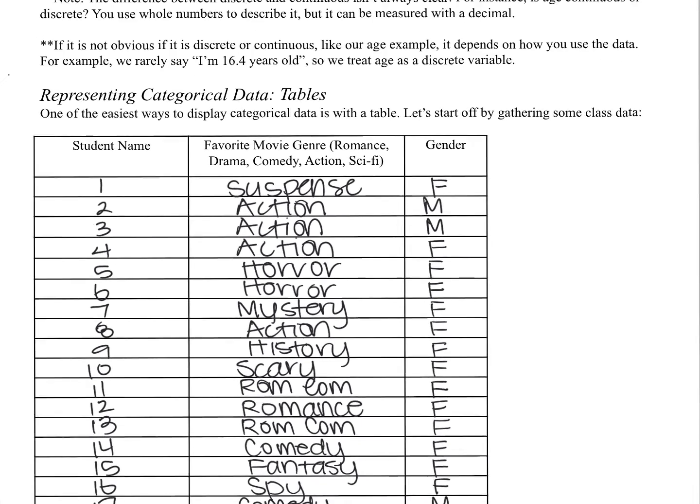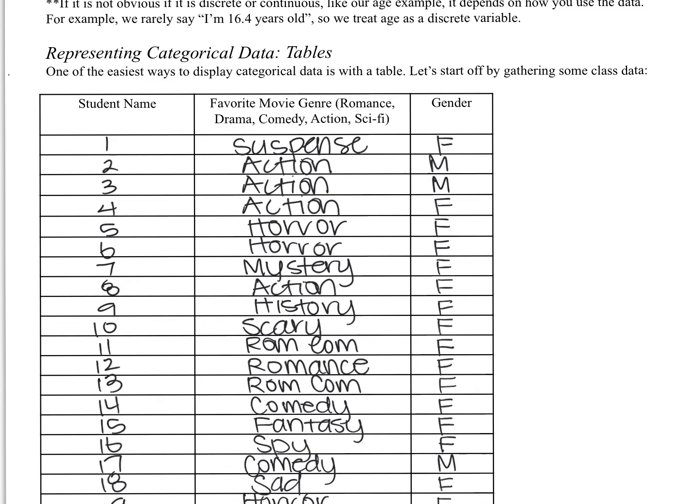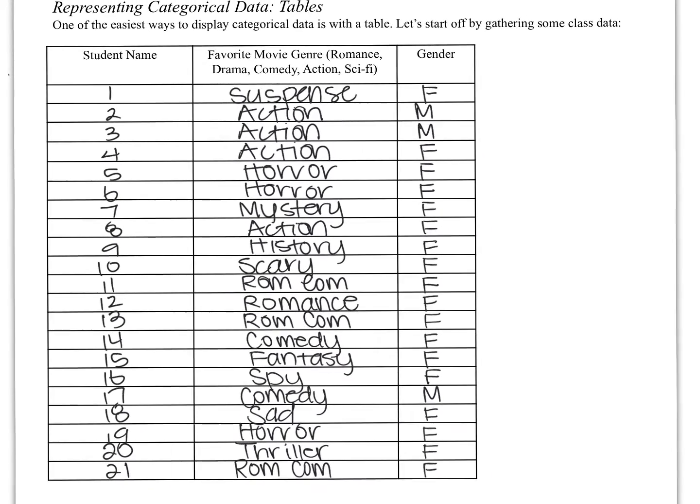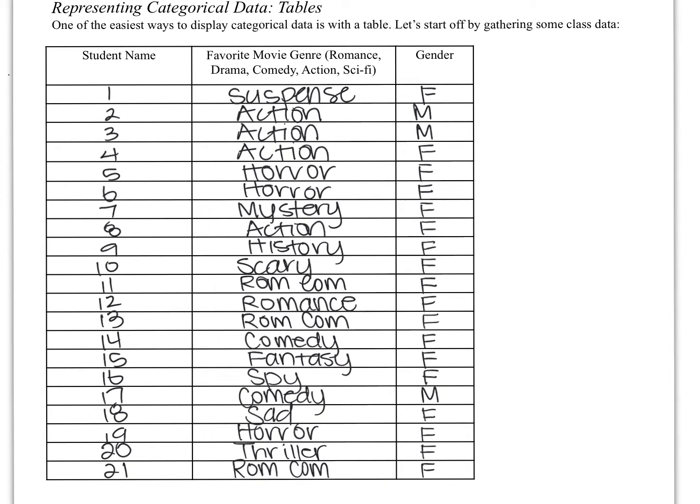Okay. Next, we're going to look at ways you can represent categorical data. And the first way is a table. So what I did is I took 21 responses from the welcome questionnaire that asked about gender and favorite movie genre. And for 21 responses, I listed the movie genre and then the corresponding gender of that person. So we have suspense, action, horror, mystery. We've got history, scary, rom-com, romance, comedy, fantasy, spy, sad, and thriller as our different, just in this list of 21.